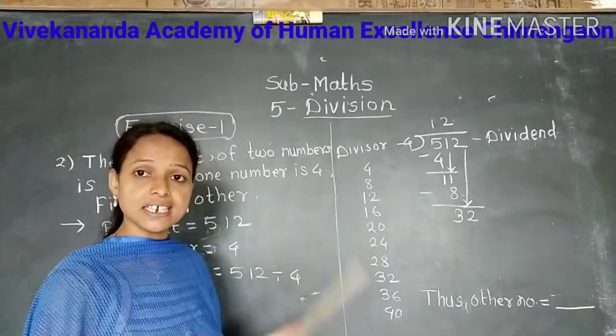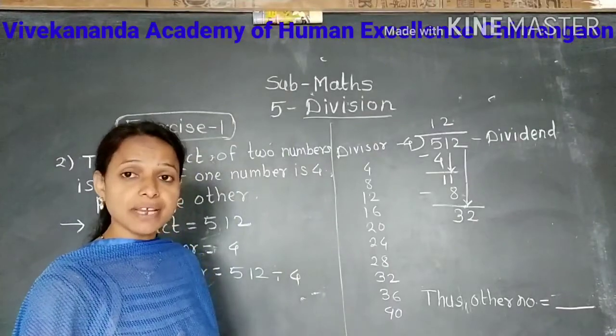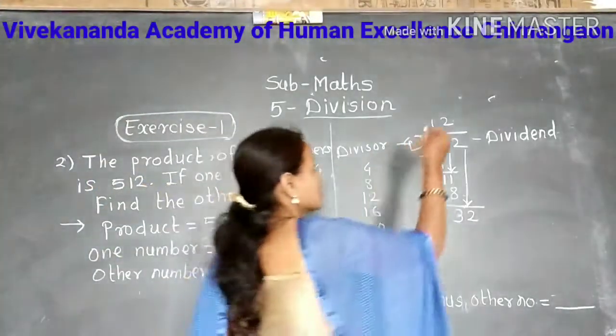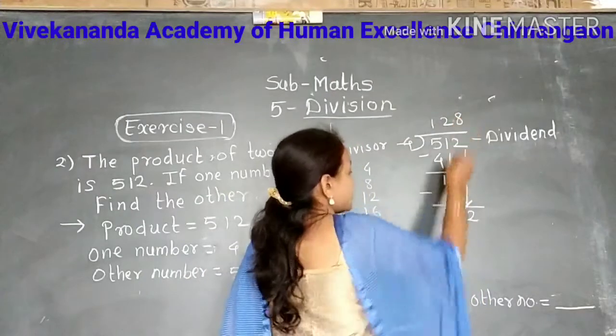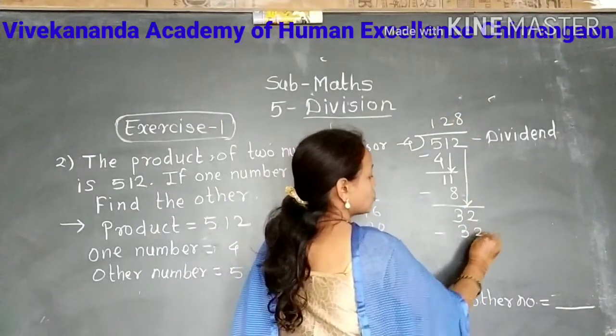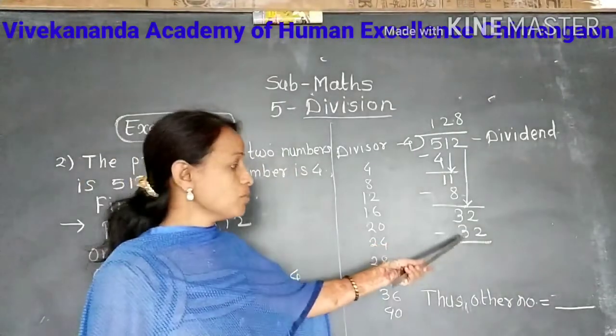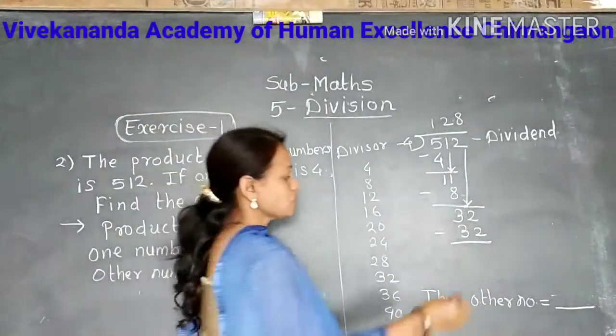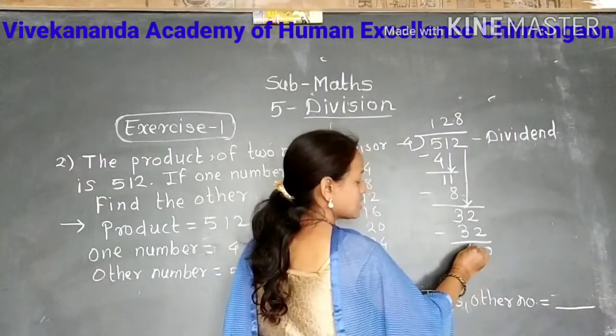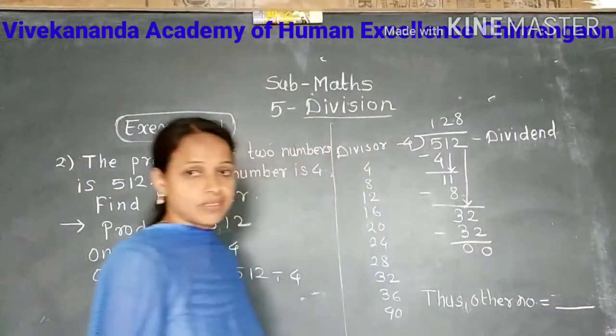4 8s are 32. So the quotient will come 8. Okay. Now subtract 32 minus 32. 2 minus 2, 0. 3 minus 3, 0. Look here.